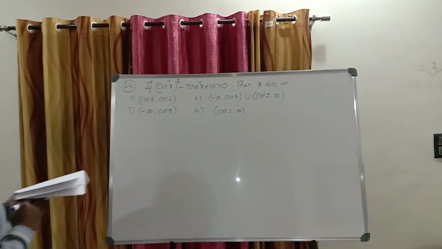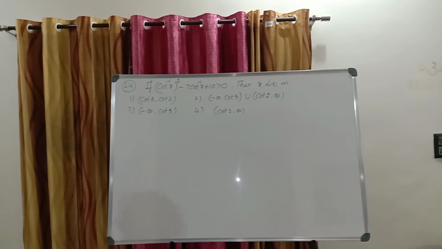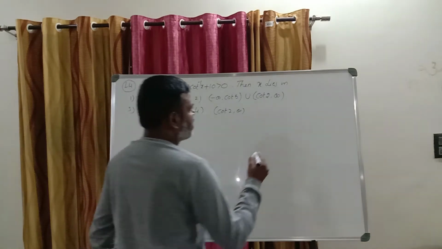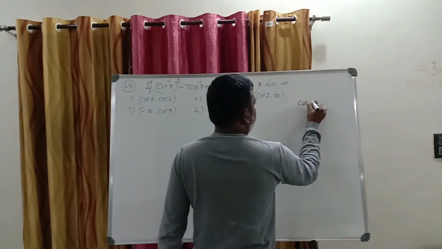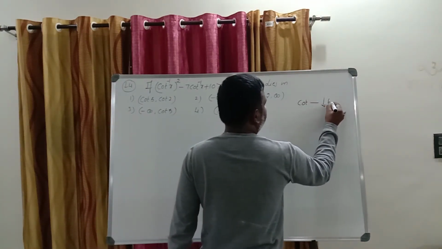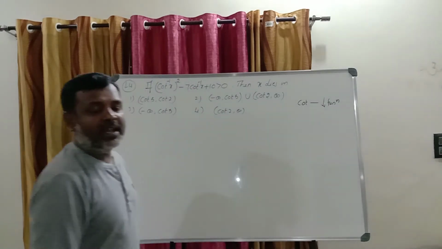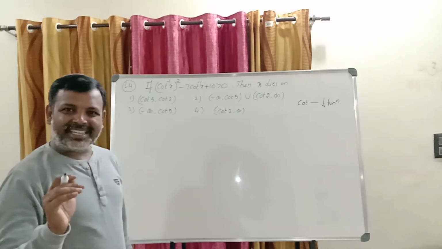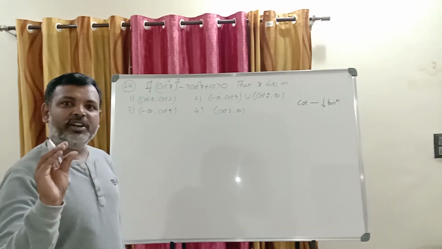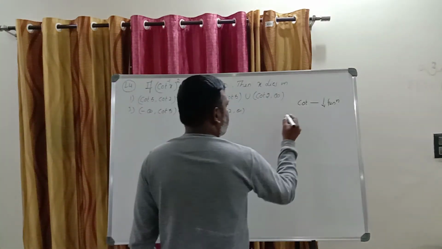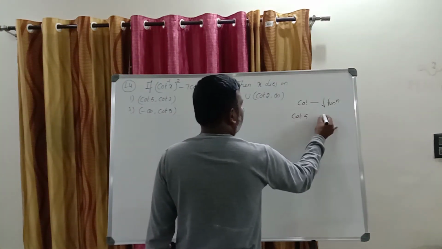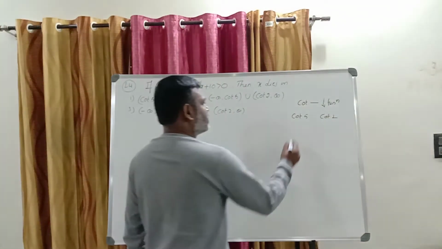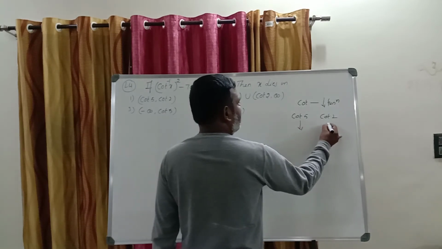Children, as you are looking here, pay attention and listen. cot 5 and cot 2 are common, right? Think. For the cot function, cot function is a decreasing function, right? Cot function is a decreasing function. When the input is greater, the value of the function decreases. When input is lesser, value of the function increases. Therefore, among cot 5 and cot 2, cot 5 gives the lesser value and cot 2 gives the more value.